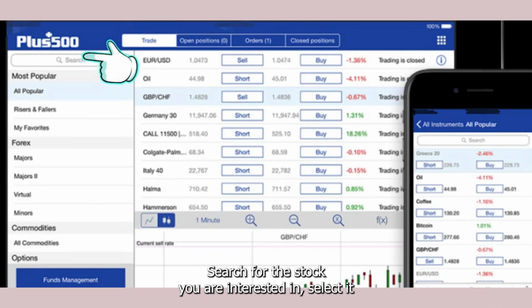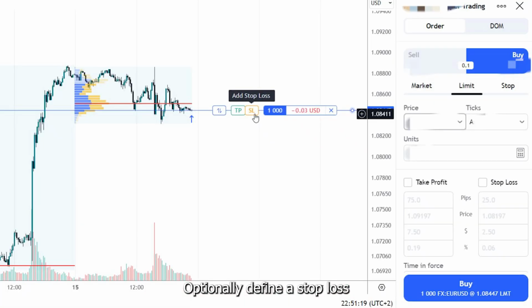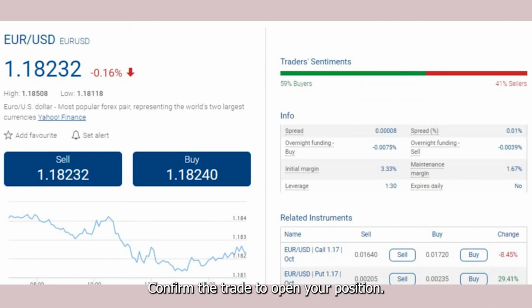To buy, search for the stock you're interested in, select it, and choose whether to buy or sell. Optionally define a stop loss or take profit to manage your risk. Confirm the trade to open your position.